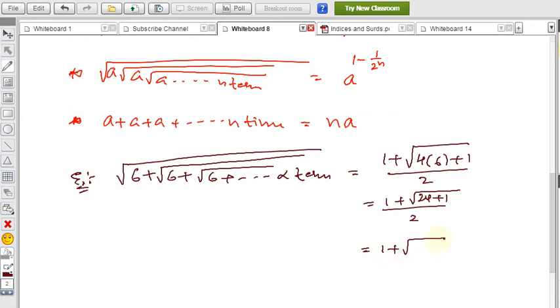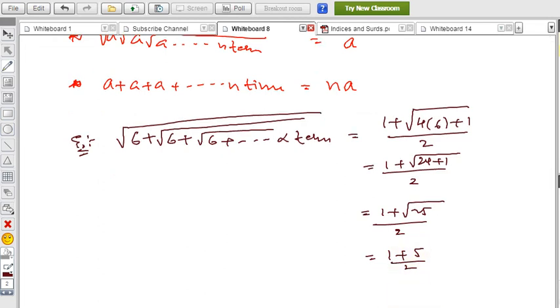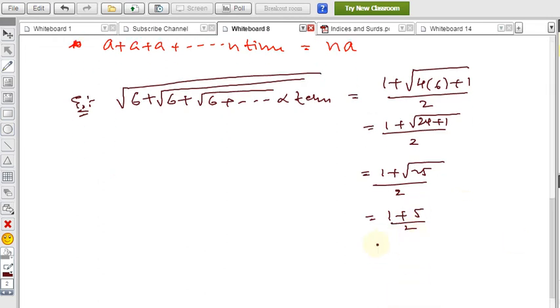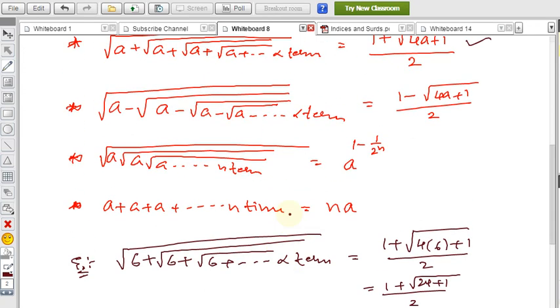So 1 plus square root of 25 by 2. 1 plus root 25 is 5, by 2. So 6 by 2, right? That is equal to 3. So for infinite terms, the answer is 3. If you remember the formula, it's easy to find the solution. Similarly for the others also, it is the same.